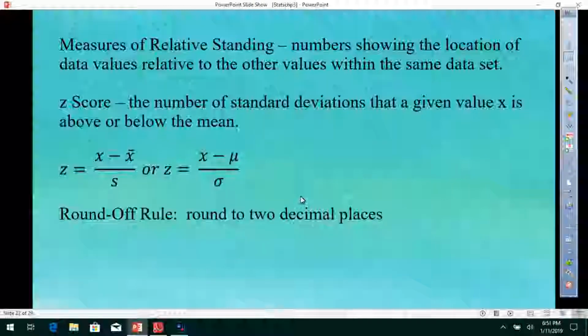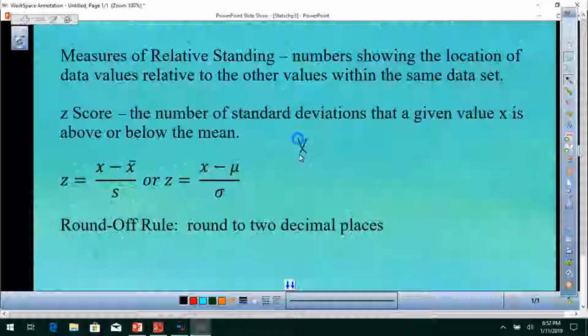Measures of relative standing: numbers showing the location of data values relative to the other values within the same data set. A z-score is the number of standard deviations that a given value x is above or below the mean. It's calculated as z equals x minus x bar divided by s, or z equals x minus mu divided by sigma.